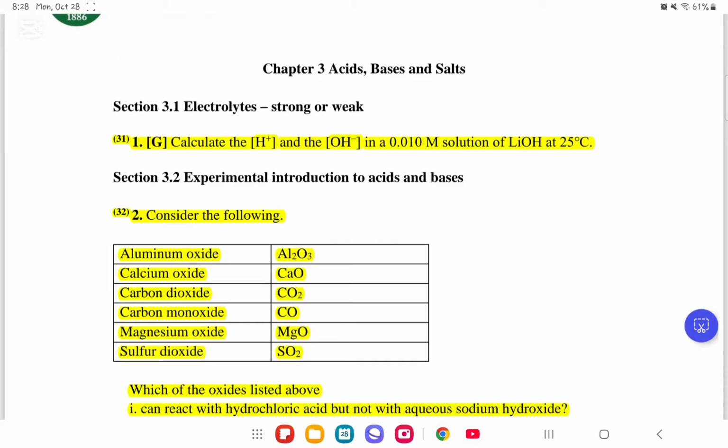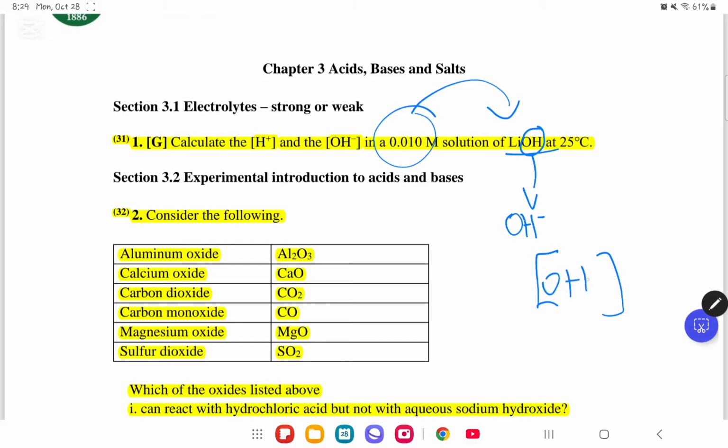Calculate the concentration of H plus and the concentration of OH minus in a 0.010 molarity solution of LiOH. LiOH releases what? OH minus ions. So that means this is directly what? The concentration of OH minus. So we already found the concentration of OH minus, which is 0.010 molarity.